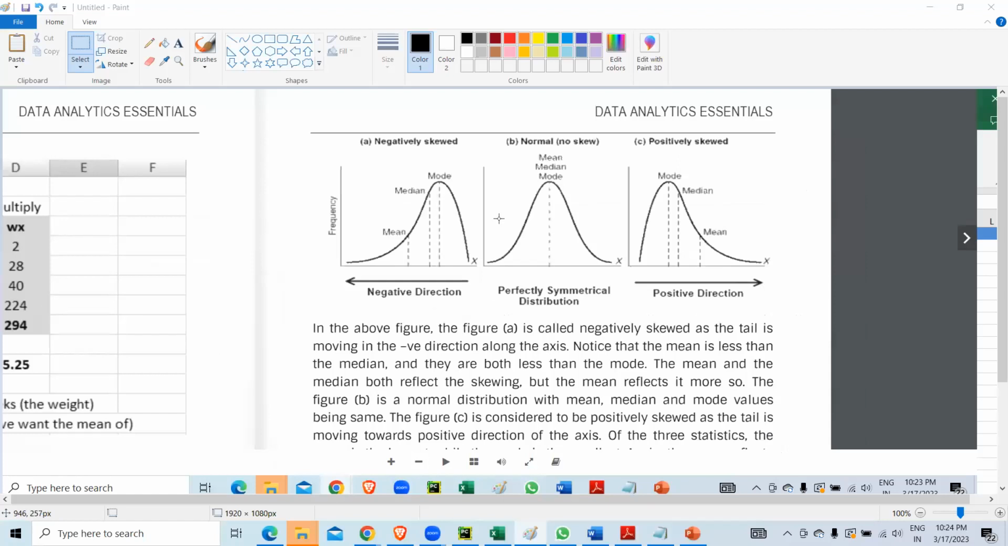Okay. You should be able to see the paint. Yeah, I can.